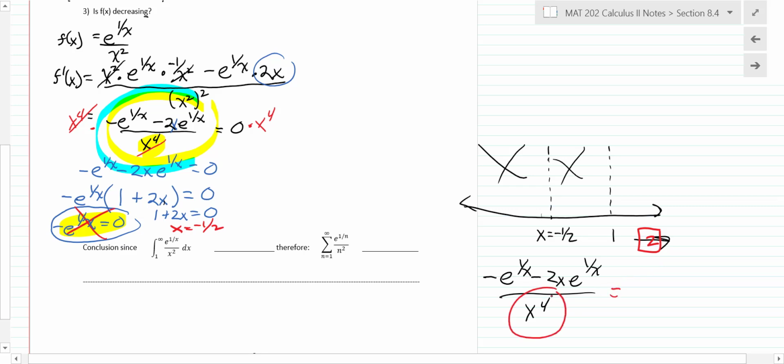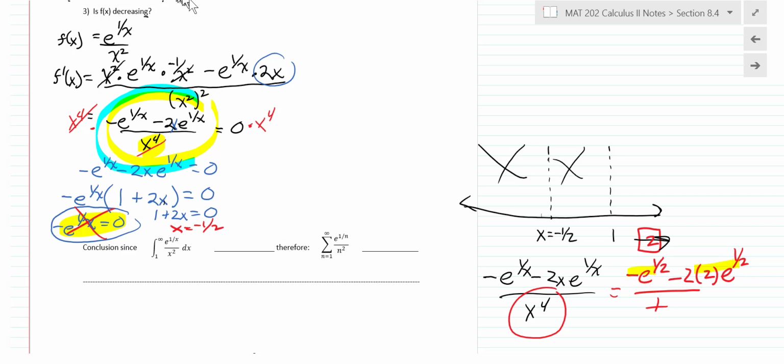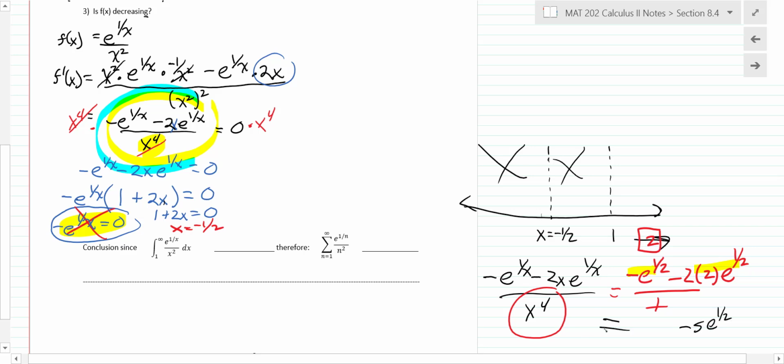Well, here's one thing I know. What's going to happen to the denominator? It's a 4th power, so what's that going to tell you? We're always positive, right? If you do 2 to the 4th, you get a positive number. On the numerator, if you did -e to the 1/2 minus 2 times 2, e to the 1/2, if you plug that in and calculated it, you would get a negative numerator. I can tell by looking at that, because you have like terms. That's like -1 minus 4, so that's -5e to the -1/2. So what you have is a negative over a positive, so we do have a negative.